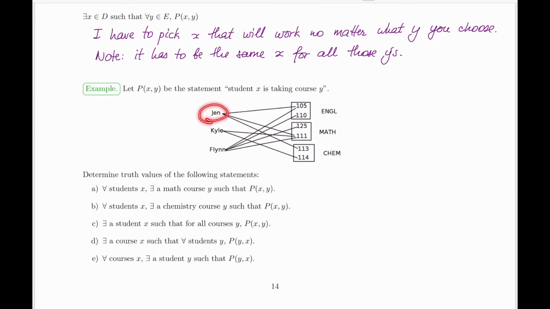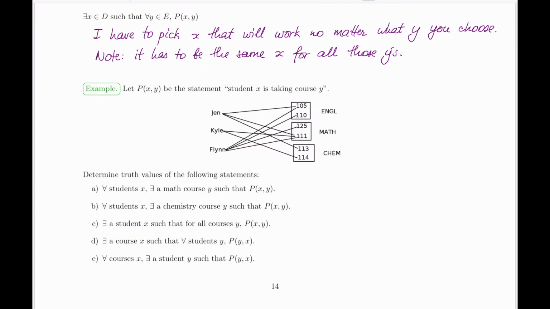If you pick Jen, is there a course that she's taking that is a math course? Yes, Jen is taking Math 111, so it works for Jen. If you pick Kyle, is there a math course that I can find that he's taking? Yes, Kyle is also taking 111. If you pick Flynn, is there a math course he's taking? Well, yes, he's actually taking 125 and 111. So there is a math course for any student that you can pick.